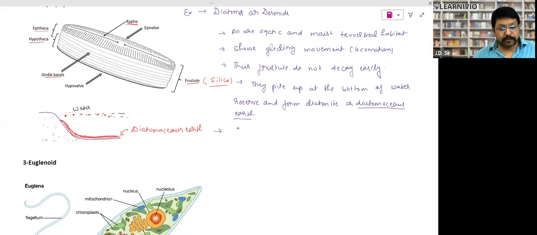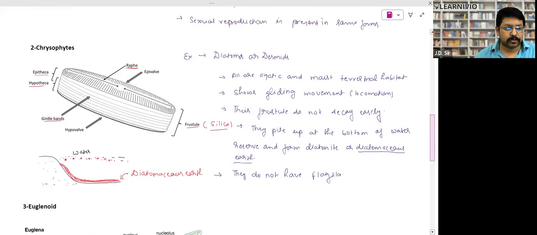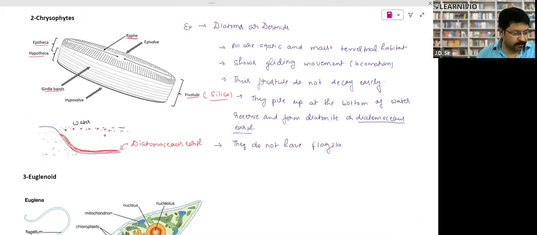They do not possess flagella. So flagella is not found there, right? And cover, they have two covers, epitheca and hypotheca, that I have told you, right? This one, hypotheca and epitheca. So that is clear from this diagram only, right?